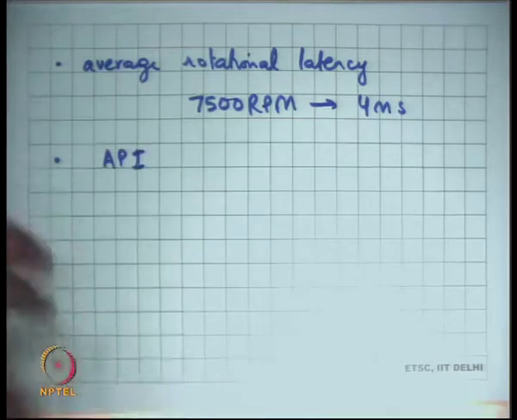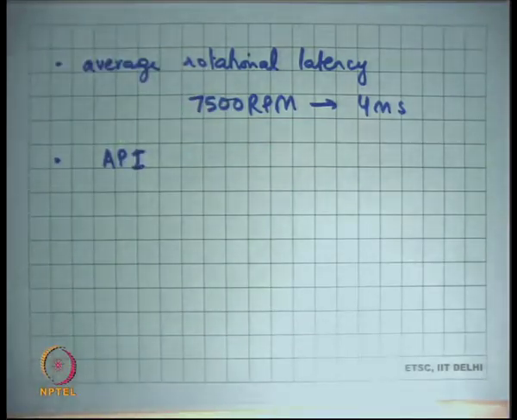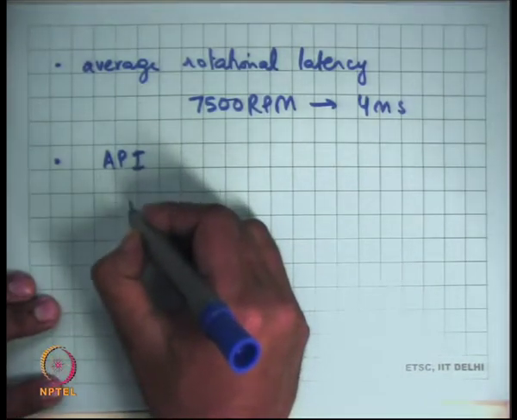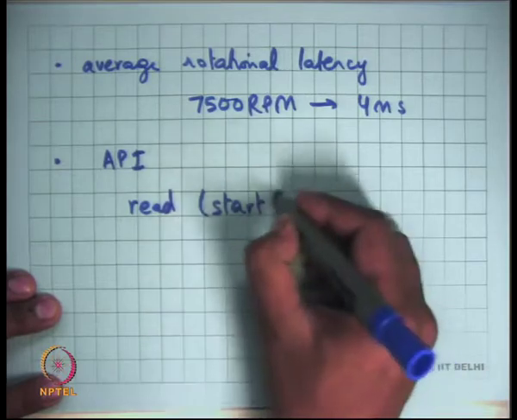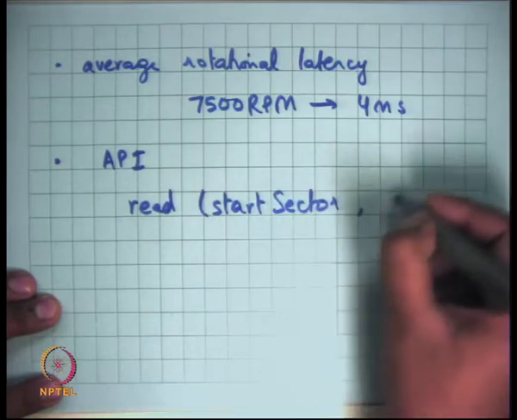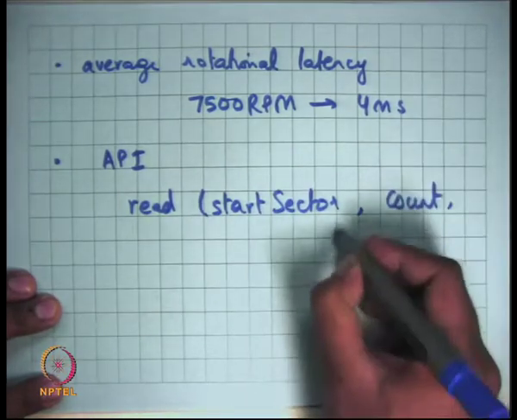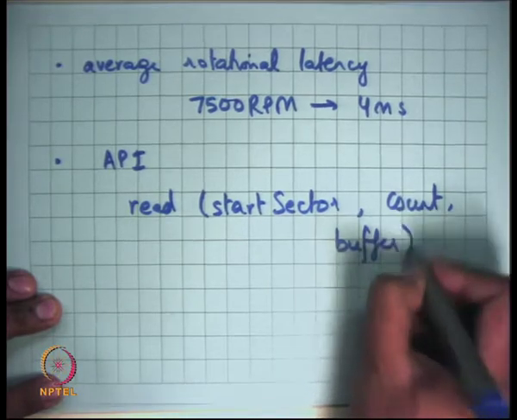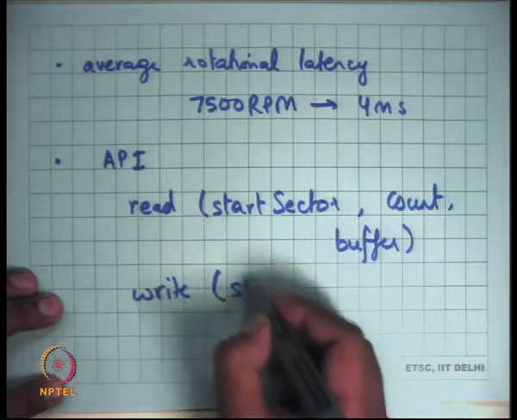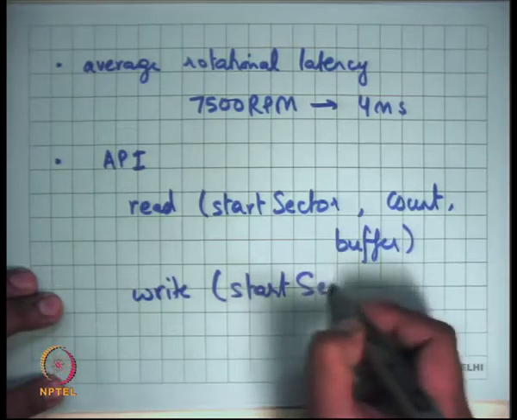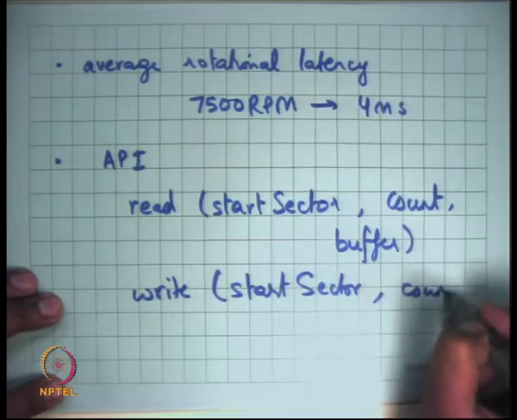And what's the API of a disk? Or in other words, how can you access the disk? How can the OS access the disk? If I were to write it at a high level, basically you can say read, you can specify a start sector, a count, and a buffer, right? And similarly you can do write. Same thing, start sector, count, buffer.